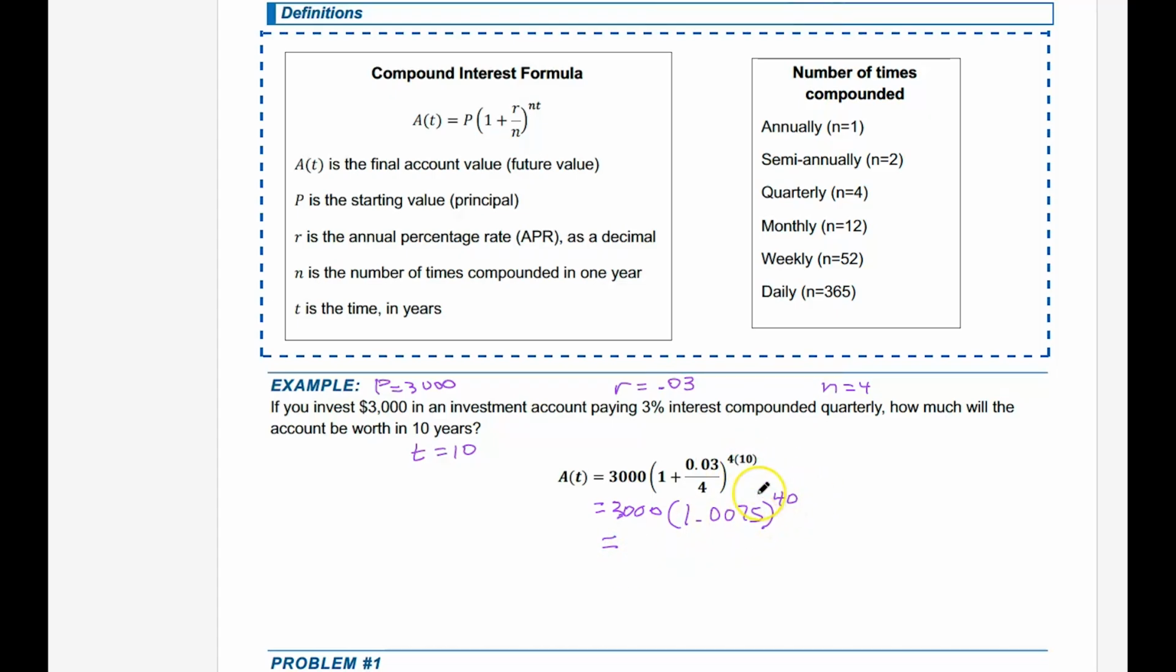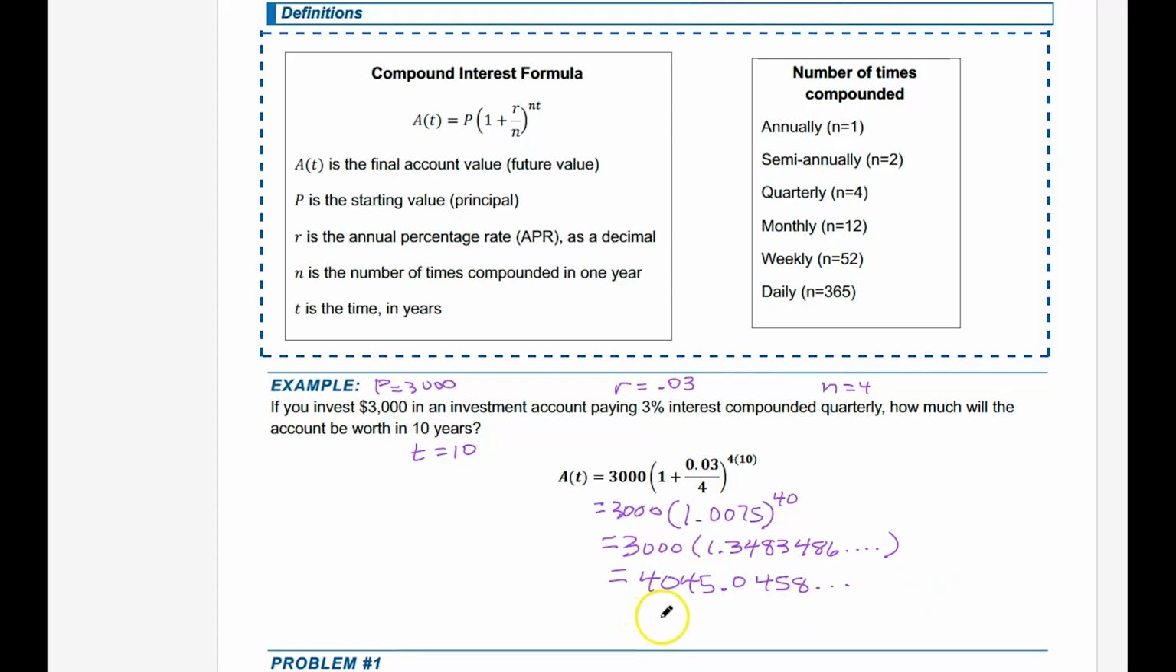According to order of operations, I need to do my exponents next. So use your calculator and put in 1.0075 and raise that to the 40th power. You should get an approximate number as 1.3483486. But remember that number keeps going and going and going. But keep that number in your calculator, and then let's times it by 3,000. So that will give us 4,045.0458, and it keeps going and going and going.